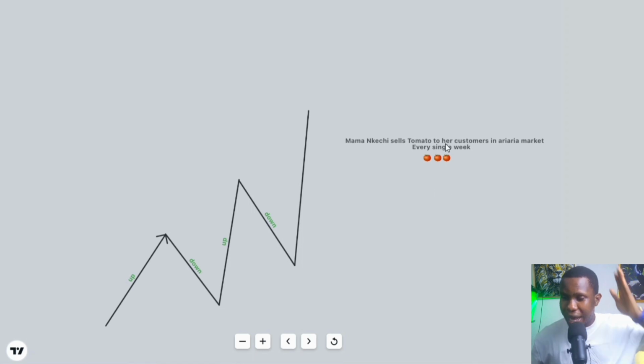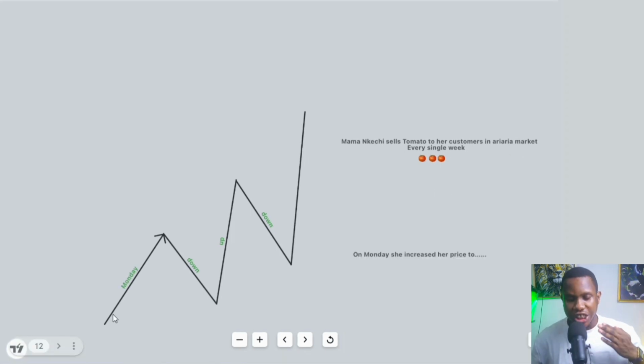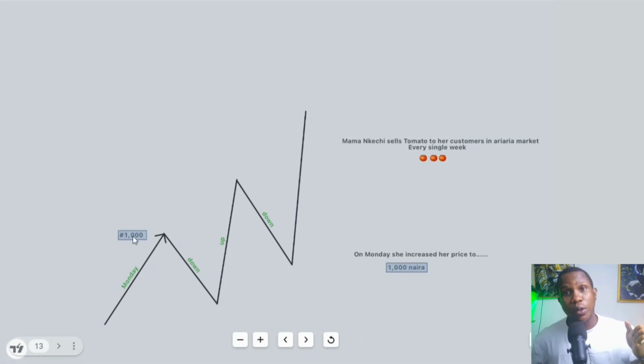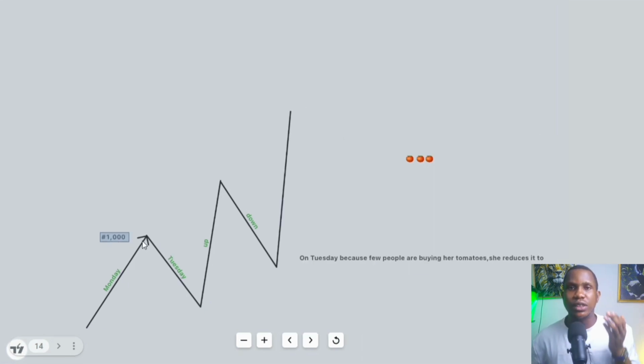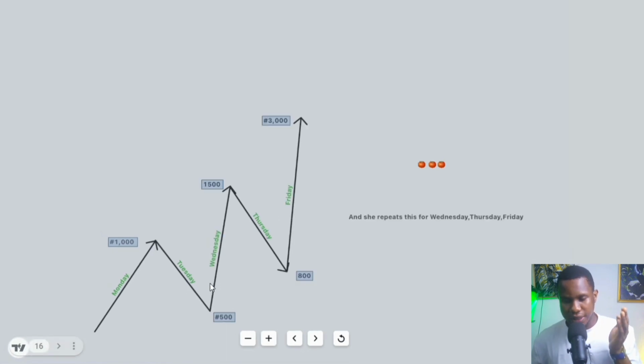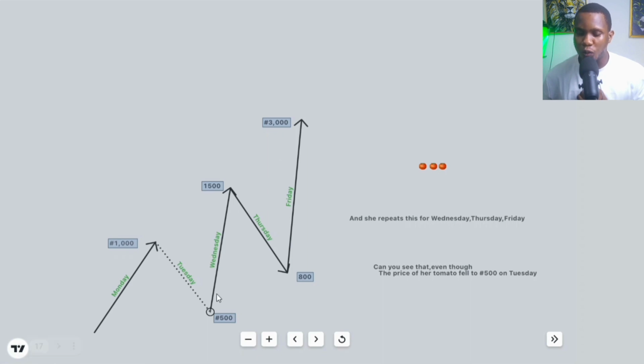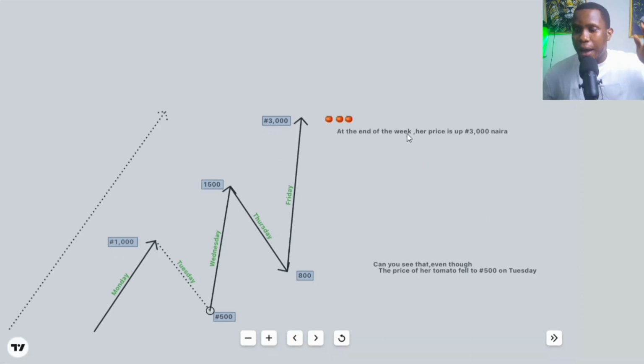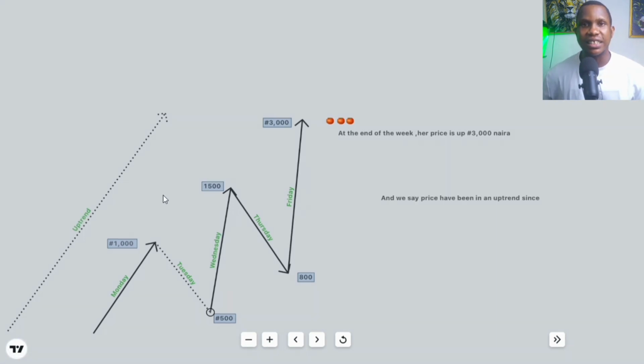Picture this as Mama Nkechi, who sells tomato in Ariara market in Aba. On Monday, she increased the price of her tomato to 1,000 naira. On Tuesday, she noticed that few people are buying her tomato. She reduced it to 500 naira. On Wednesday, she moved it from 500 naira to 1,500 naira. She repeats this for Thursday, Friday. Can you see that even though her tomato fell to 500 naira on Tuesday, at the end of the week, her price is up, and we can say that her tomato have been in an uptrend since.